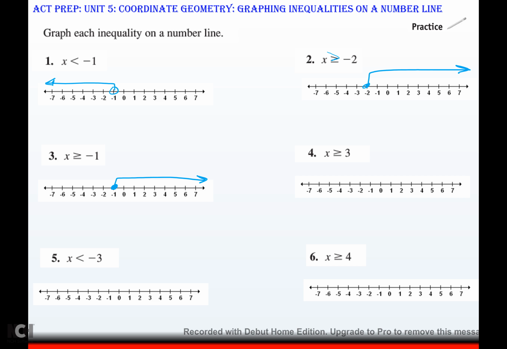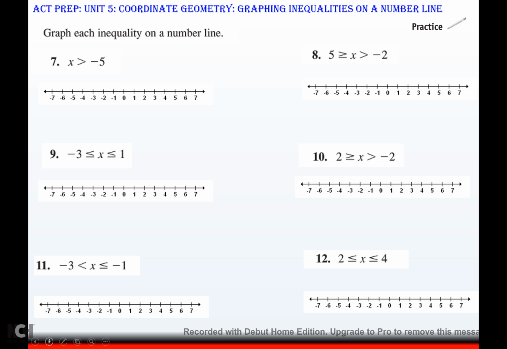Number 4, x is greater than or equal to 3, which means 3 is included, closed circle. Greater would be to the right. 5, x is less than -3, so I do not want to include -3, so open circle, and everything less would be to the left. Number 6, x is greater than or equal to 4, means I want to include the 4 and everything bigger. Okay? Number 7, x is greater than -5, so I do not want to include -5. Open circle, greater would be to the right.